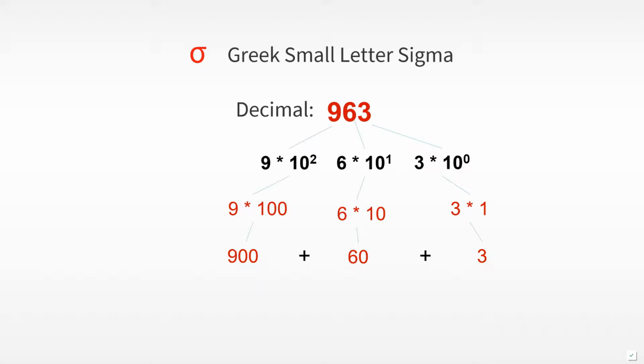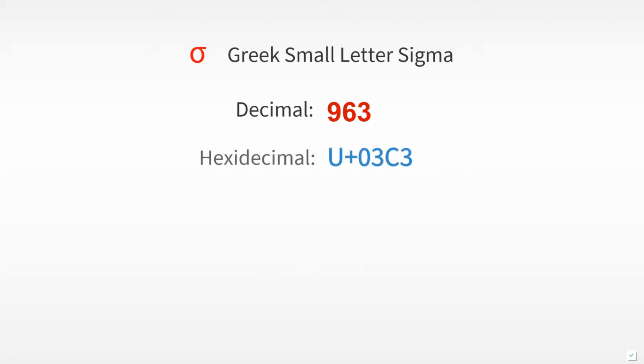And this is exactly what we do with hexadecimal numbers as well. So the hexadecimal equivalent for the Greek small letter sigma, if you look up the Unicode standard, is U plus 03C3. Now the U and the plus, this is just part of the Unicode notation, so we don't need to worry about that. But the important bit is what comes afterwards. This is a hexadecimal number, which we can read exactly the same way as we dealt with the decimal number, but now we will be using base 16 instead of base 10.